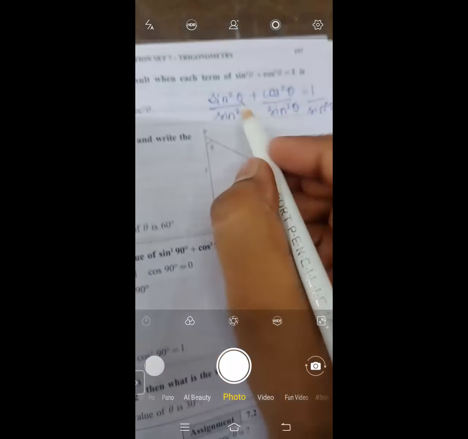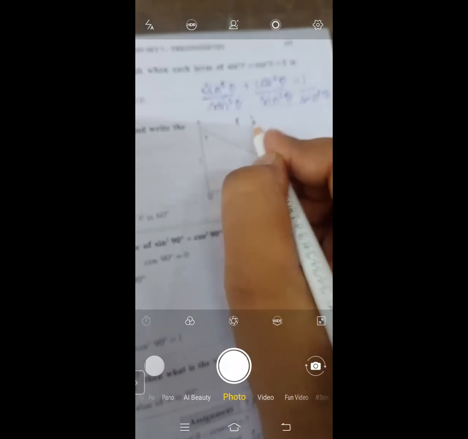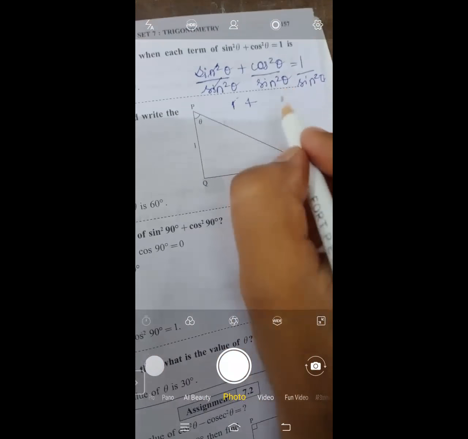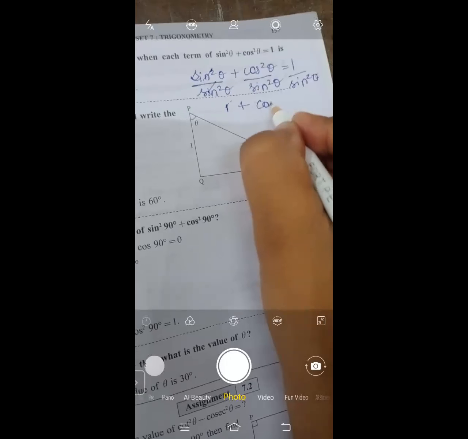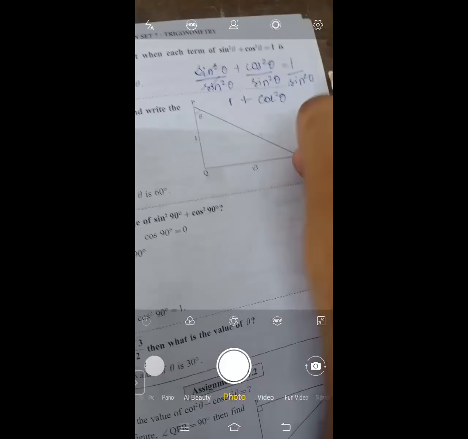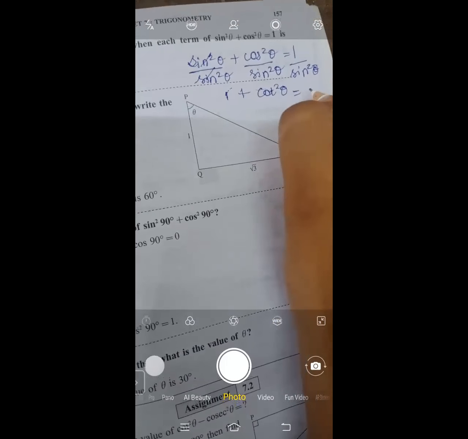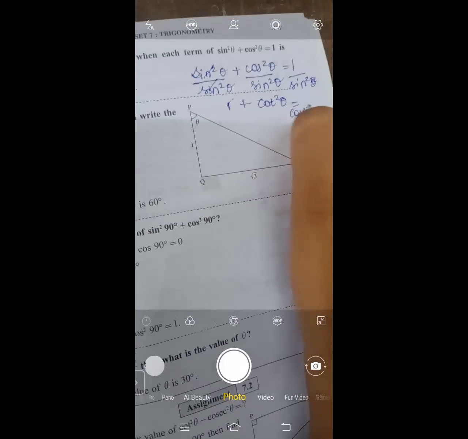Okay, just the easiest question, we have to divide it. You can see numerator and denominator both are same, so they get cancelled. We'll get 1. Cos upon sine is nothing but cot, so it will become cot square theta. And 1 upon sine square theta is nothing but cosec square theta. So you can see that we get the answer as 1 plus cot square theta is equal to cosec square theta.